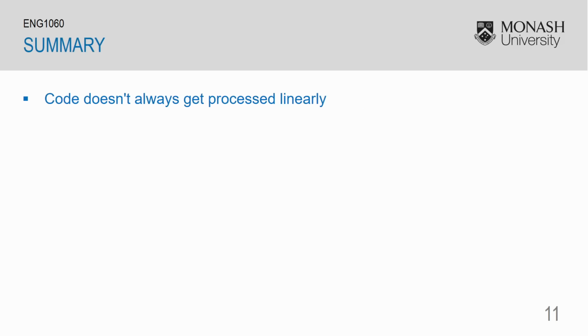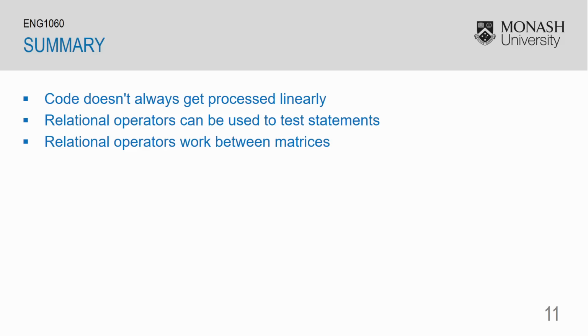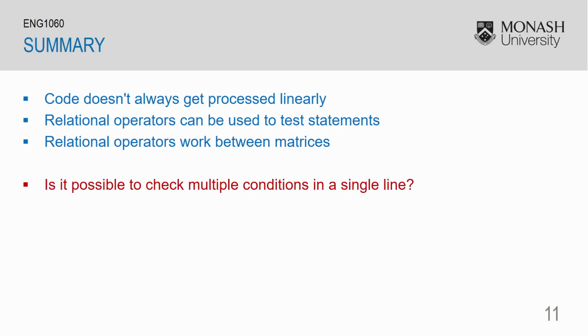In summary, code doesn't always get processed linearly, especially in more complicated programs. Relational operators can be used to test statements and return either true or false values. Relational operators work on both scalars and matrices. As a final thought for this video, is it possible to check multiple conditions in a single line?